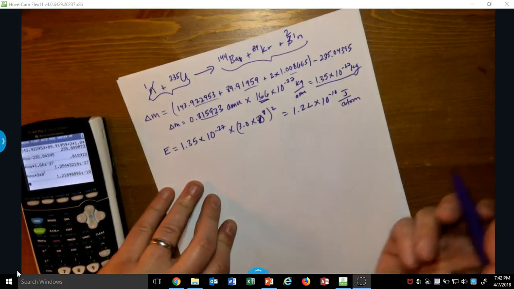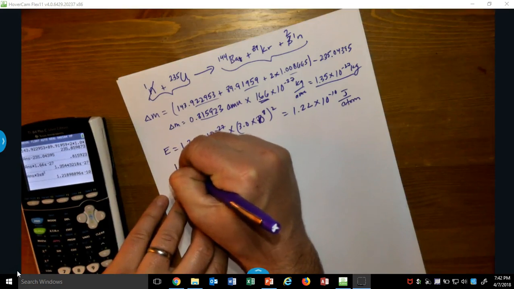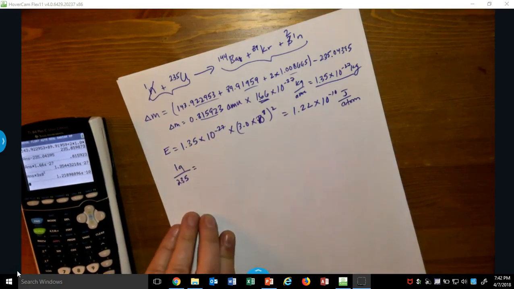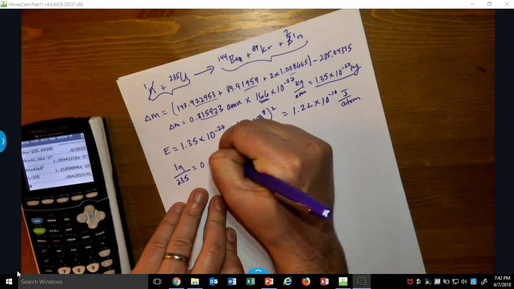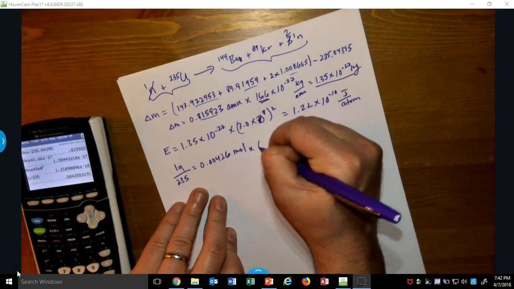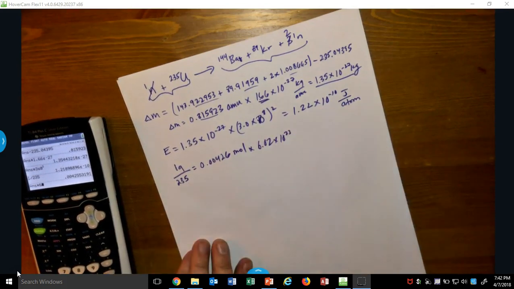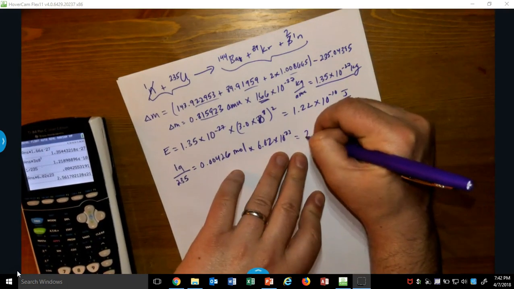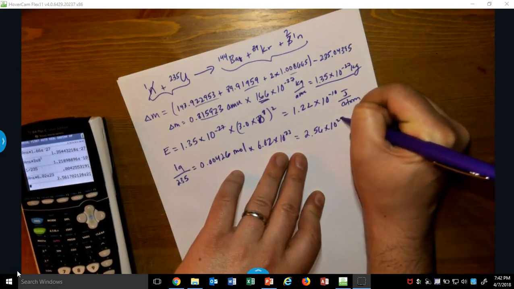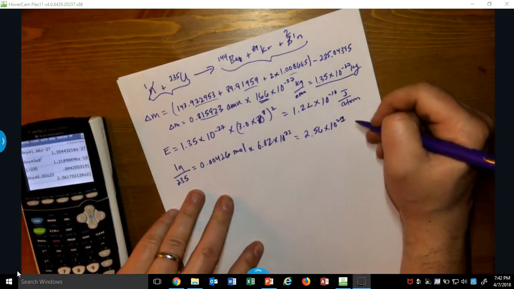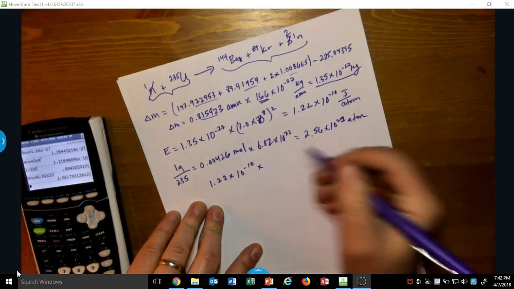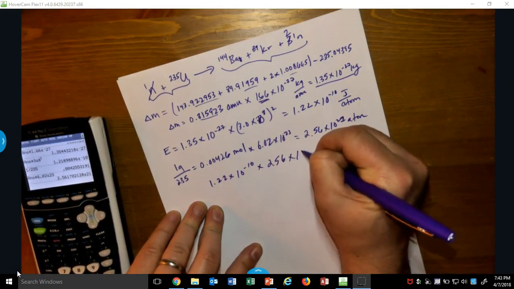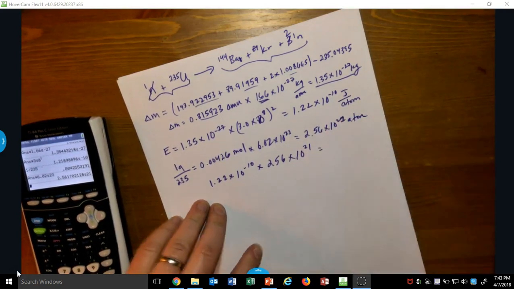So now we got to go and figure out how many atoms of uranium we have. So I have 1 gram of uranium-235. If I divide by the molar mass, that'll give me the number of moles, which is 0.00426. Times that by Avogadro's number, and that gives us a total number of atoms of 2.56 times 10 to the 21st. So if I multiply my energy per atom by the number of atoms, that will give me the total energy.